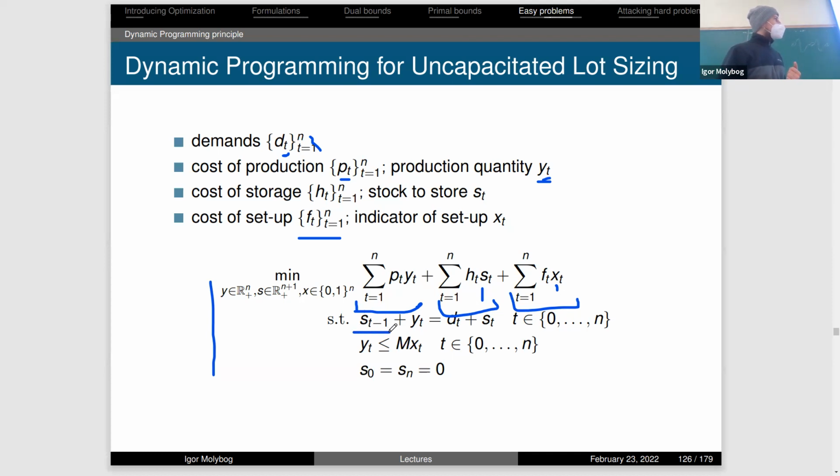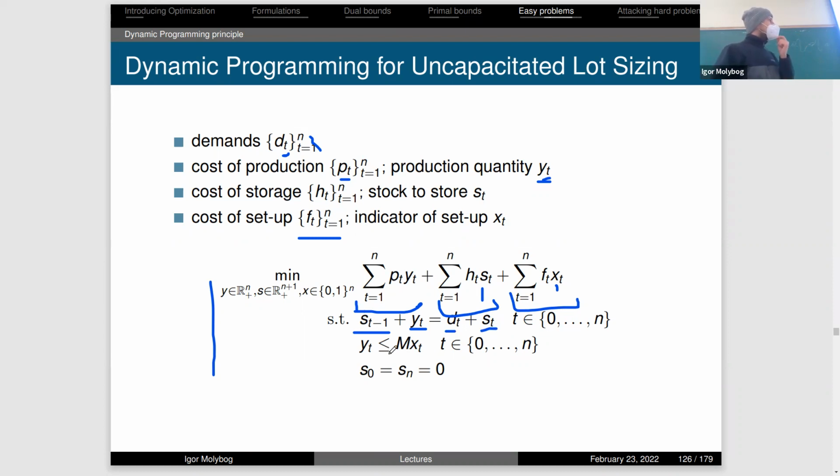So whatever we have stored from the previous time frame, the time frame T minus one, and produced in this time frame, the amount YT, is going to be equal to the demand plus the amount we're going to store into the next time period.